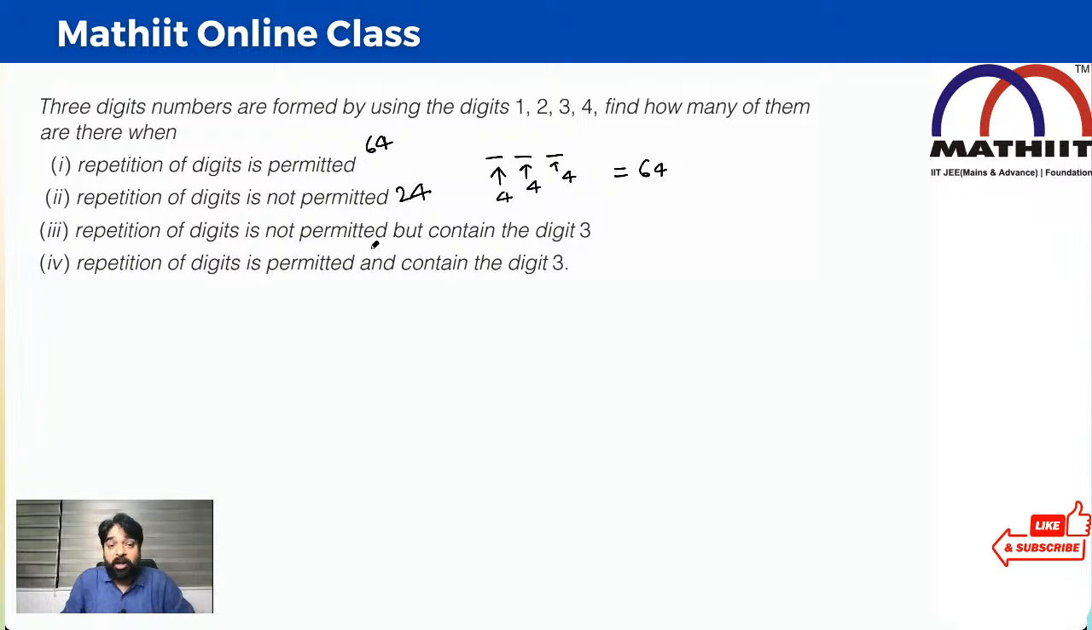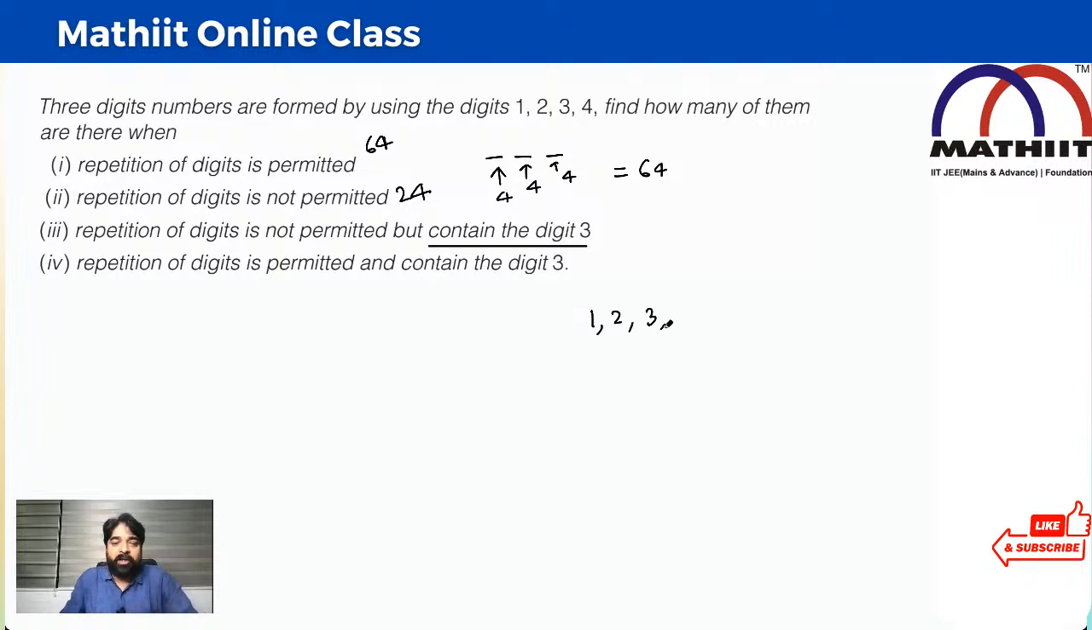Repetition of digit is not permitted but contain the digit 3. It's a good question. Now listen carefully. Before I solve this part, you have to understand the meaning of the question. Carefully watch. Forget about this question. Just think about a brand new question.